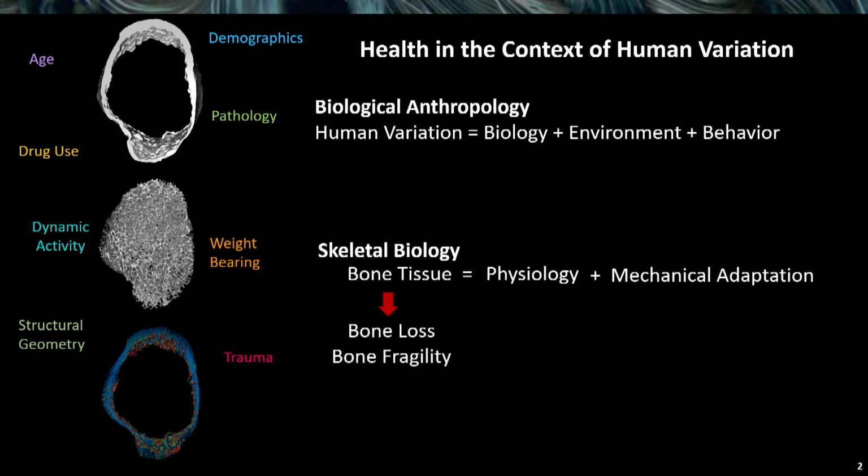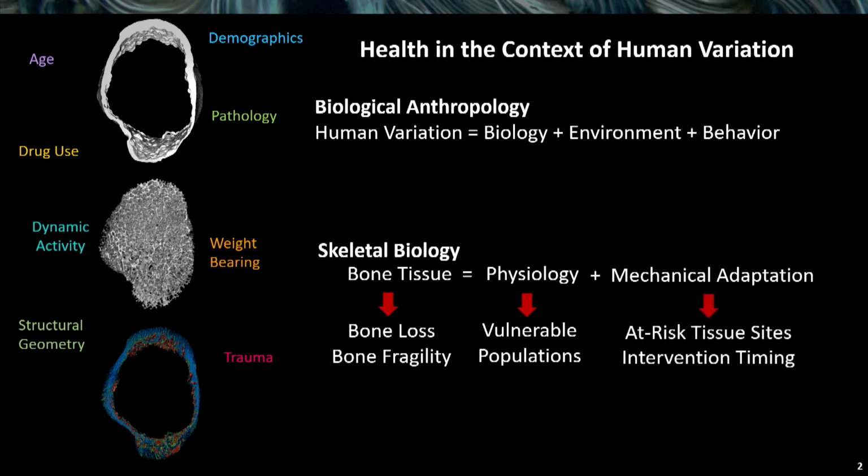And this is relevant for understanding bone loss and bone fragility, targeting vulnerable populations who, because of their physiology, such as age or pathology, may be more vulnerable to bone loss or to bone fragility, and also to looking at at-risk tissue sites and the timing of intervention so we can hopefully eventually treat bone loss before it occurs rather than when it's irreversible.